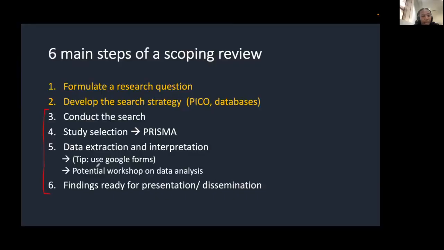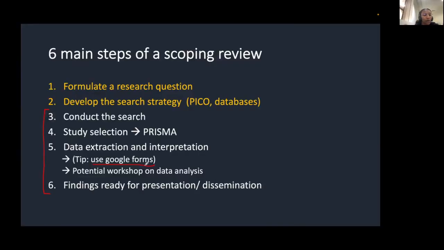A tip that I added here is using Google Forms. Set up a Google form that has all the information that you need to extract, and then instead of using an Excel sheet or a Word document to extract your information, you could use that form. And this actually is generalizable. You can use it for research, but you could also use it if you're doing an audit or something, to just make it easier to extract your data.